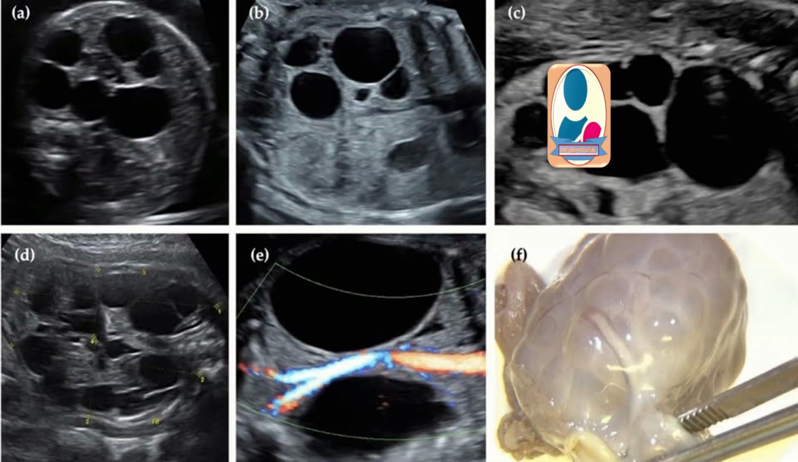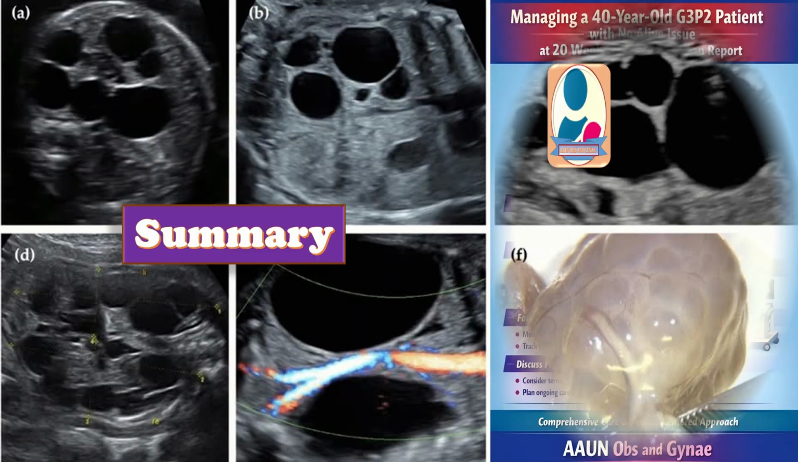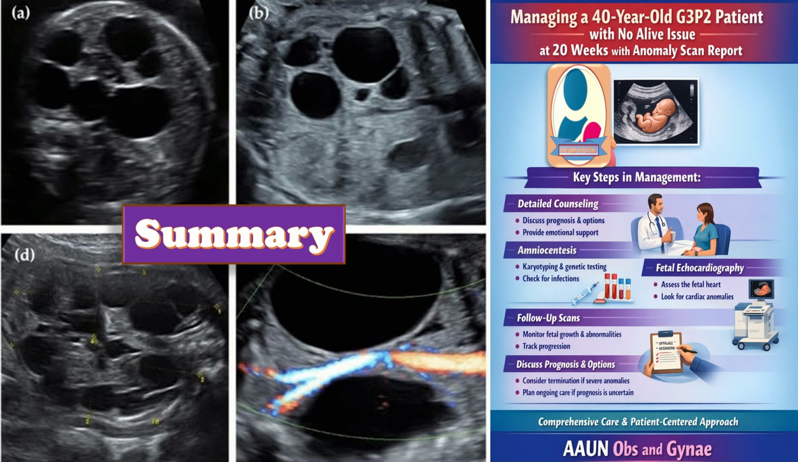So here we have a complete summary where we have done management of a 40 years old, gravida 3 para 2 at 20th weeks of gestation with anomaly scan. This patient is 40 years old, gravida 3 para 2 with no live child, and an abnormal anomaly scan at 20th week. So the key step would be counseling, in which we would explain the scan finding and discuss prognosis and options, and amniocentesis would be offered, do karyotyping and check genetic problems, rule out infection, fetal echocardiography to check the fetal heart, follow-up scans to monitor growth. Prognosis and options should be discussed.